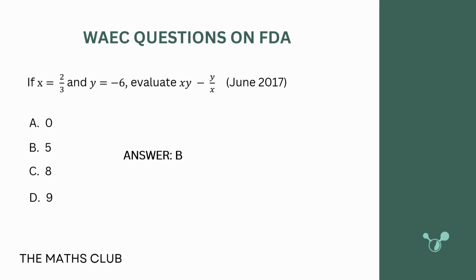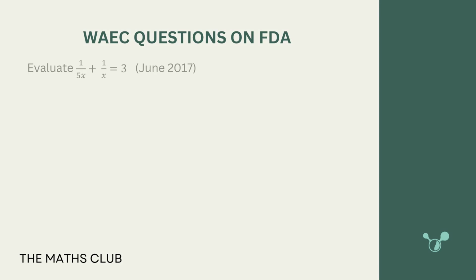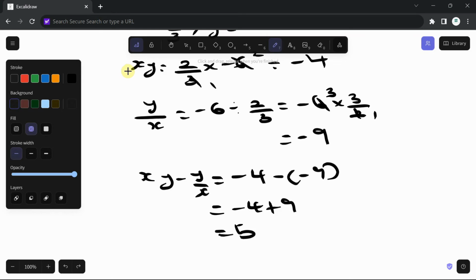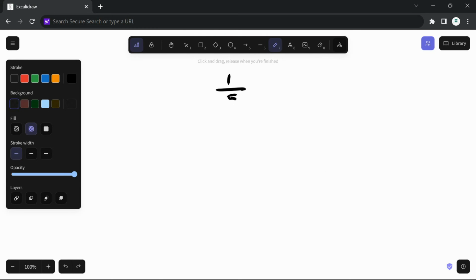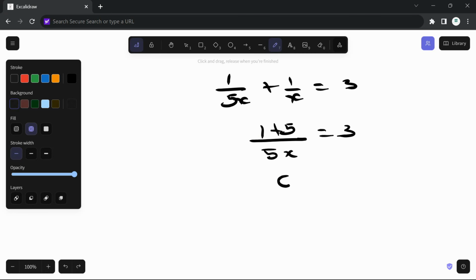Great. So the next question, it says evaluate 1 over 5x plus 1 over x is equal to 3. So the LCM of these two based on experience is 5x. 5x divided by 5x is 1. 1 times 1 is 1. Plus 5x divided by x is 5. 5 times 1 is 5, is equal to 3. So 5 plus 1 is 6. So 6 over 5x is equal to 3.